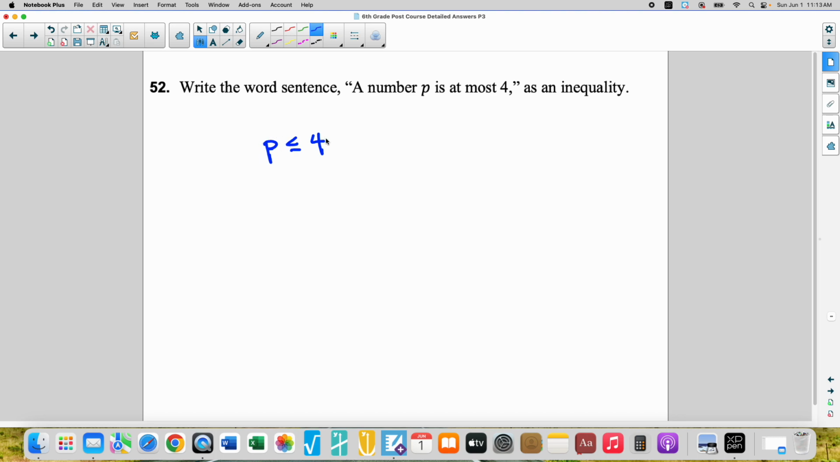If I did 5, less than 4, no. So this is the proper sentence, is at most. So it can include 4, but it can't be greater than 4. So the proper notation or word sentence or inequality is P is less than or equal to 4.